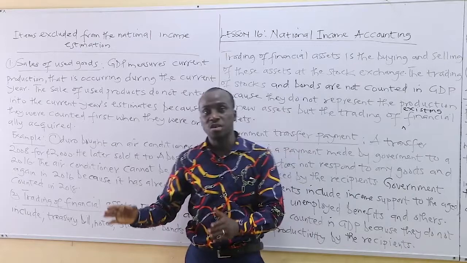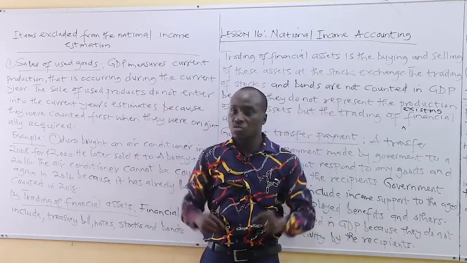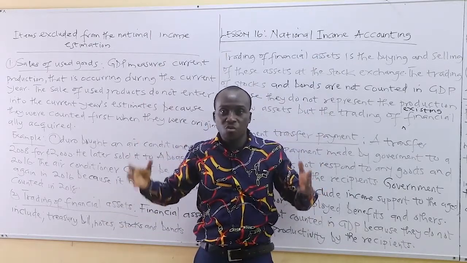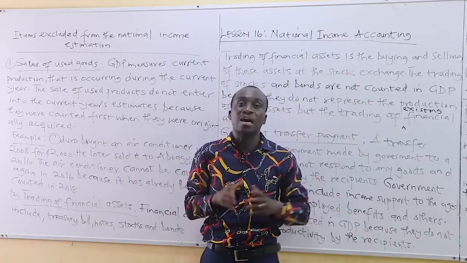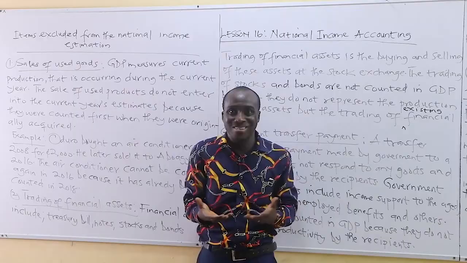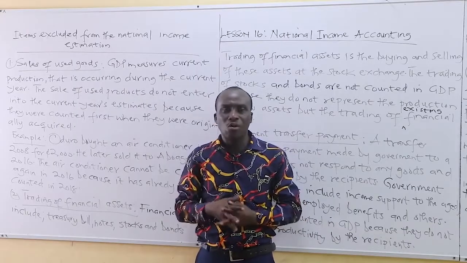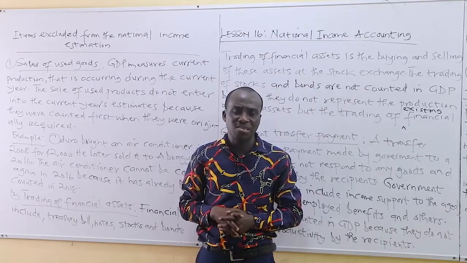When you just bought it in 2010, it was added to that year's GDP. So now if today, in 2020, you're not interested and you're selling it, you don't need to add it to the year's GDP. It would become double counting, right? And that will actually mirror the true reflection of the GDP.